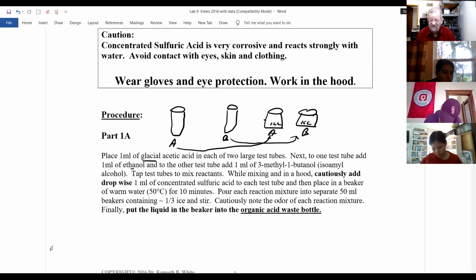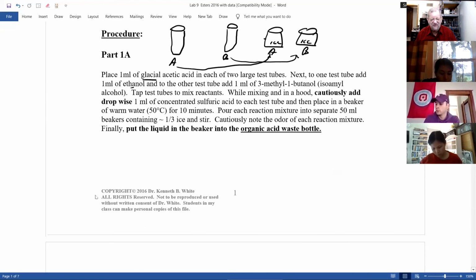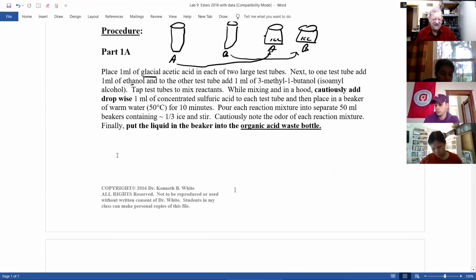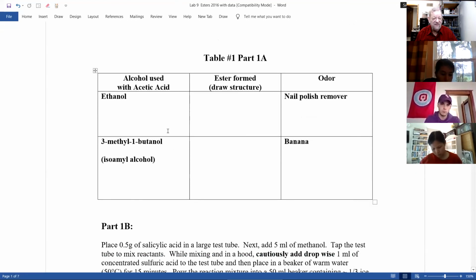And what you'll do afterward is cautiously take it out of the hood, put it near your face, and go like this to smell it. Everybody see what I'm doing? And you'll write down what you would smell. Unfortunately, we're not in the lab, so I gave you the data. And for that, I'm asking you here in table 1, part A, draw the ester where you react acetic acid with ethanol and acetic acid with isoamyl alcohol.